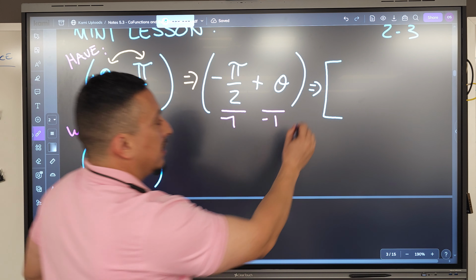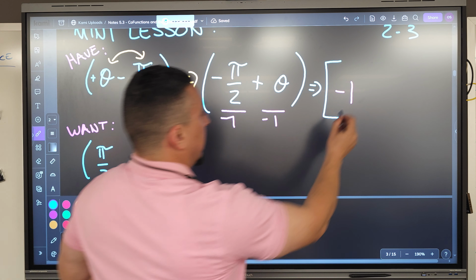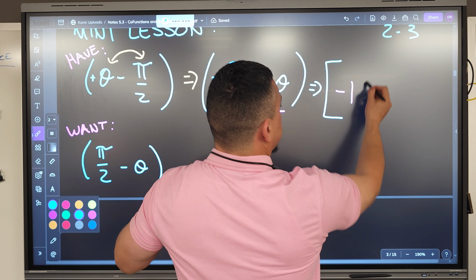So -1 is what I took out. And then inside, now this would turn positive, and this one will turn negative. Okay, and then here's the important part. Why do you have to leave it like that? Because that -1 doesn't disappear, right? This is still the same thing. Like I could always put it back and get back to this. So it has to stay there.